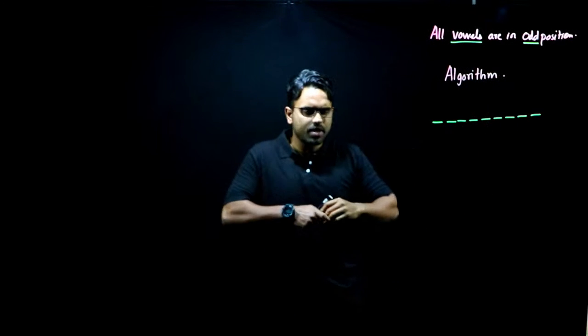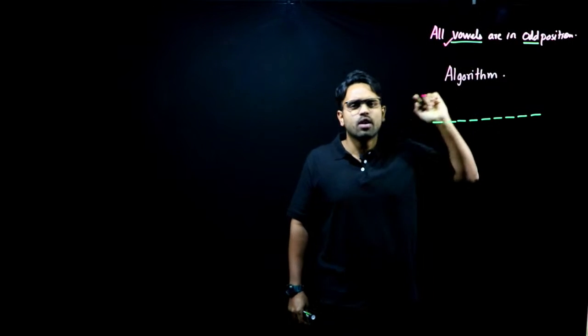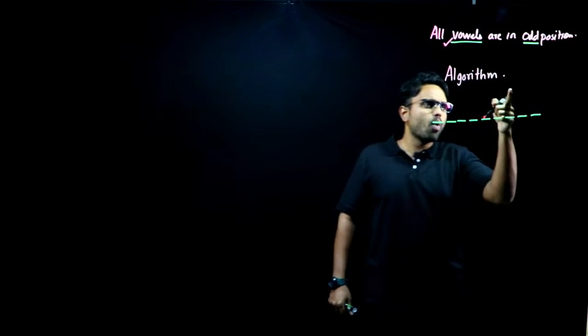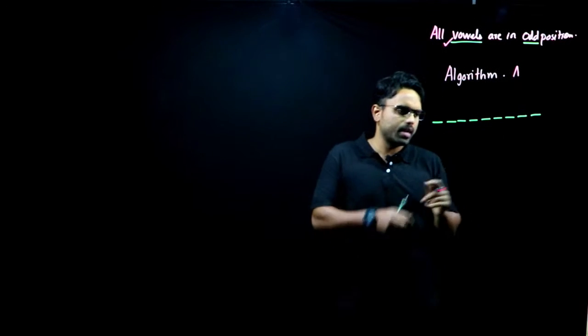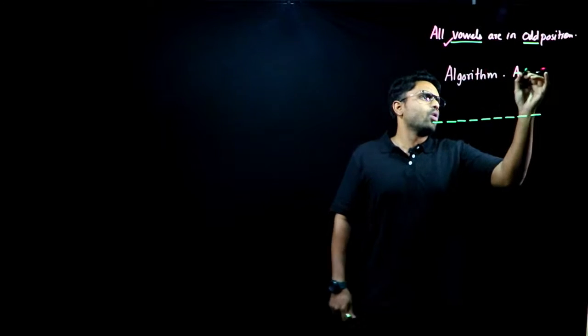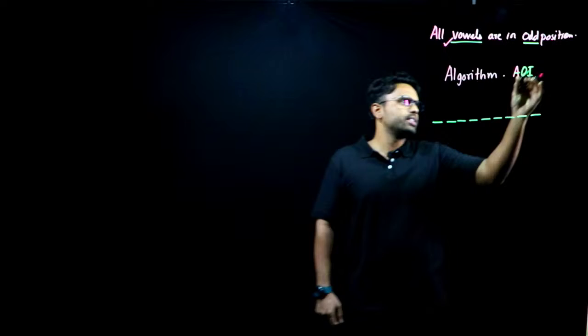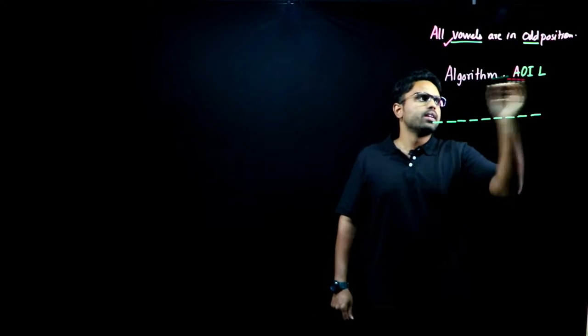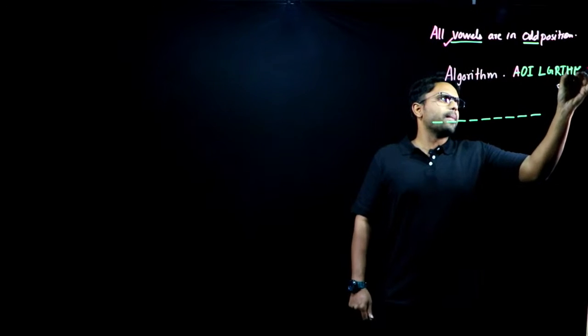In permutation and combination, where do I start? I start with the condition that is given to me. What is the condition? Vowels in odd position. What are my vowels here? If you observe, my vowels are A, O and I. These are the 3 vowels. What are my consonants here? Consonants are L, G, R, T, H and M.